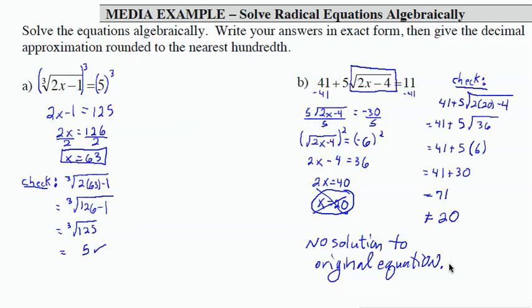So be very, very sure when you're working with these radical equations that you check all of your answers at the end.